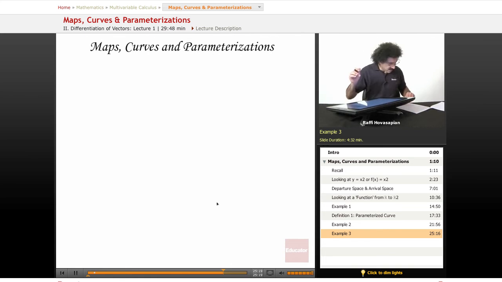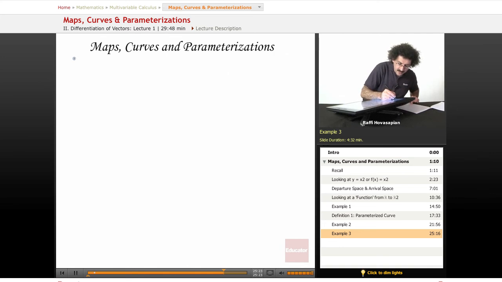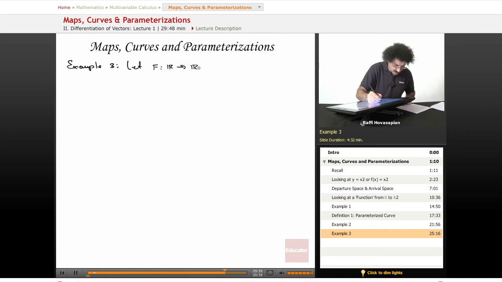Let's go one more here. Let's do one more example. Example number 3. Okay, let F be a map from R to R2.